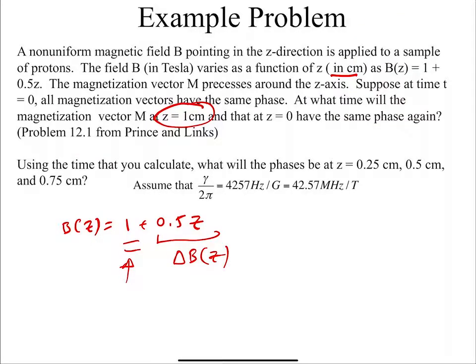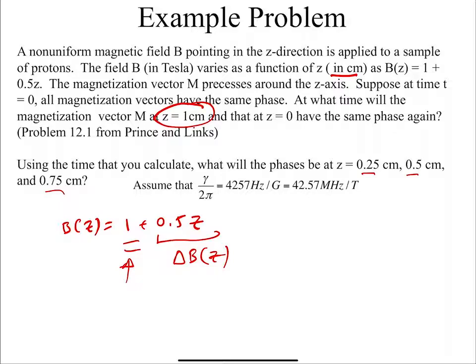So then I added to that, this was from a previous homework from a previous year. What will the phases be at z equals 0.25, 0.5, and 0.75 centimeters at that time you calculated? So there's two ways to go about this. One is just to think about it and go, oh, it's obvious. And the other way is to just crunch the numbers. So we'll do both, all right?